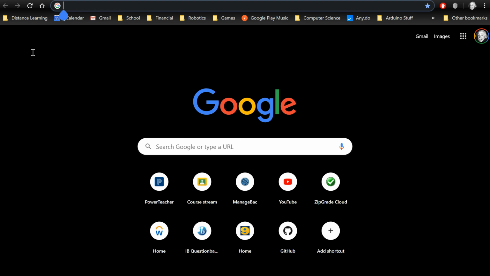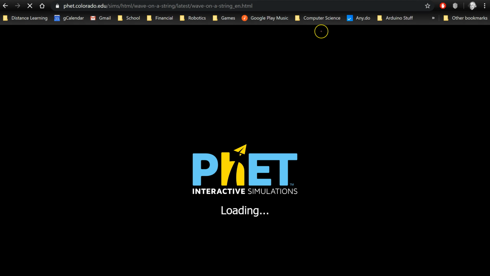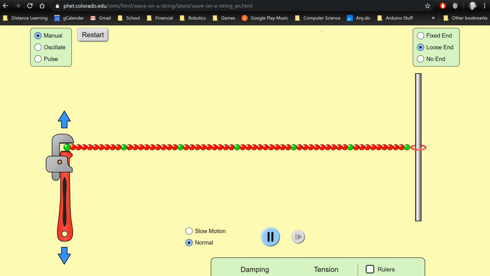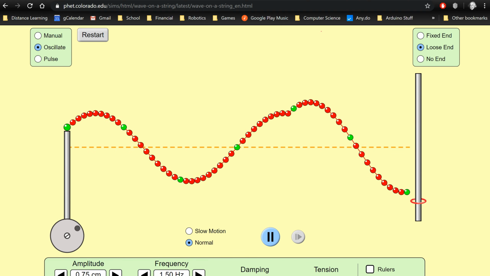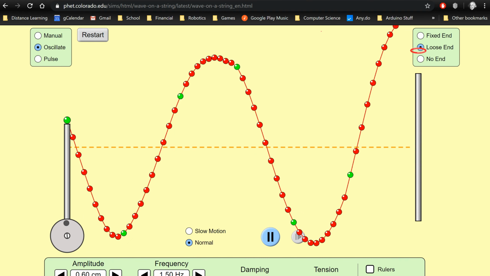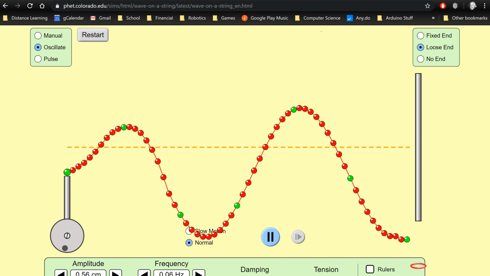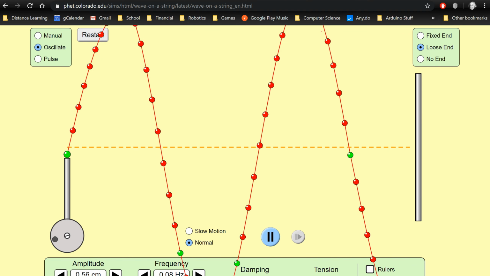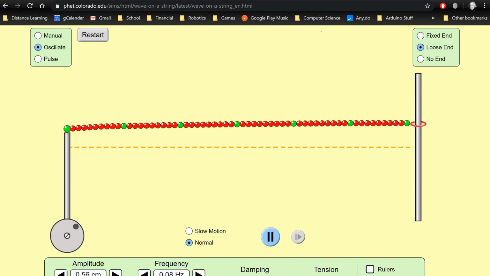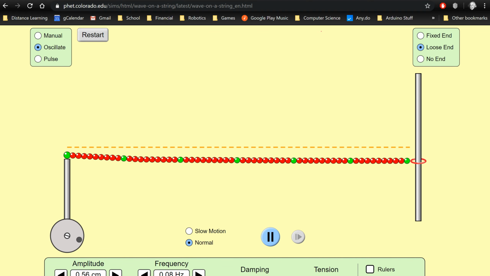So let me see if I can cause that to happen in the simulation. Alright, fixed end, loose end, no damping, oscillate. So that's way too much frequency. Let's start with a really low frequency. Restart. Okay, so with a really small frequency, you get something like this.